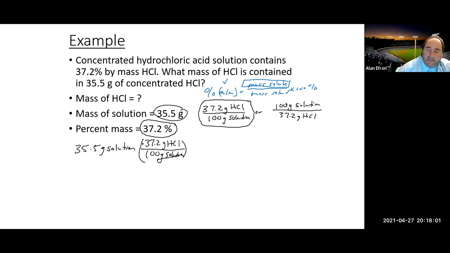Grams of solution will cancel, which gives us 35.5 times 37.2 divided by 100, which gets us 13.2 grams of hydrochloric acid dissolved in that solution, basically. By the way, this is the exact same math you would get if you rearrange the equation correctly. You would take 37.2 times 35.5 and divide it by 100. Again, it works out the same way. Any questions on percent concentrations here?